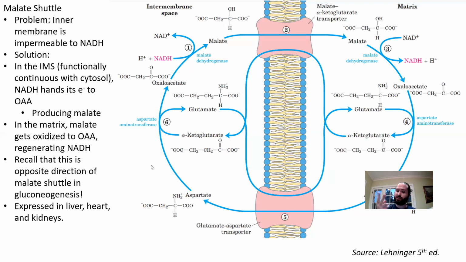To summarize, there are 2 main purposes of the malate shuttle: to ship oxaloacetate in the form of malate into the cytosol, so we can do gluconeogenesis, go to PEP, and so on. The other purpose of the malate shuttle is to get glycolytic NADH into the mitochondria.